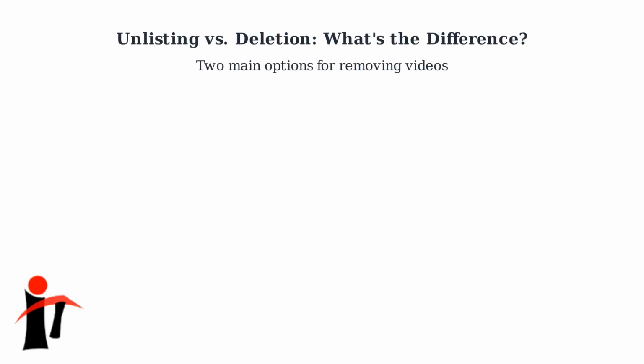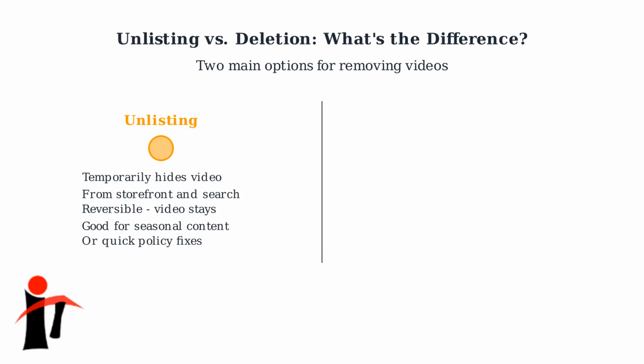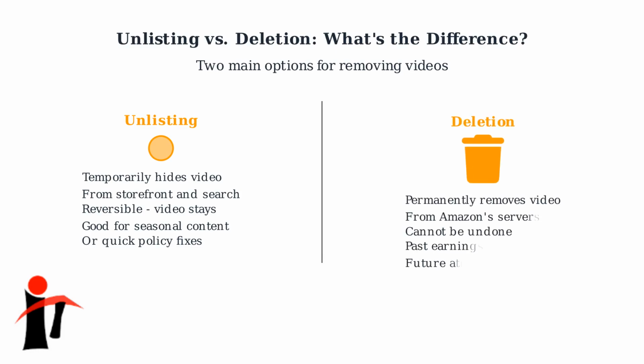There are two main options for removing videos: unlisting and deletion. Unlisting temporarily hides the video from your storefront and search results. It's reversible and doesn't erase the video file. This is useful for seasonal content or quick policy adjustments.